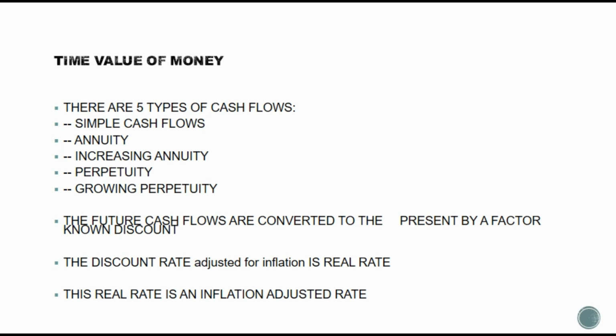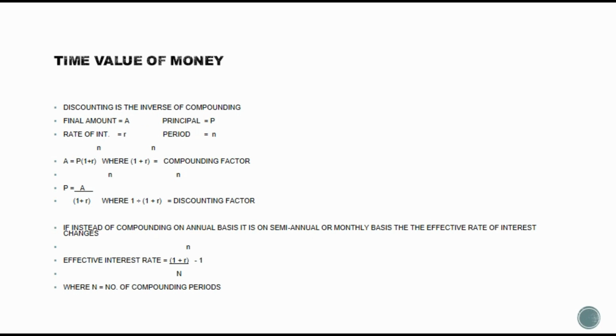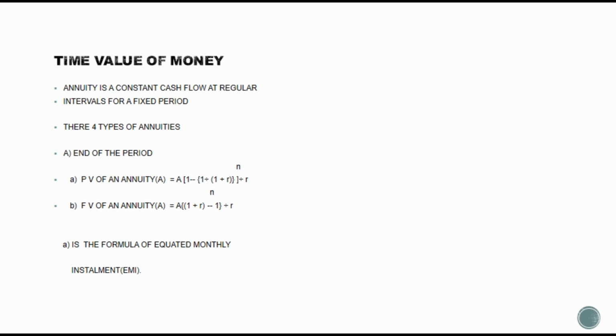The future cash flows are converted to the present by a factor known as the discount. The discount rate is adjusted for inflation to get its real rate. This real rate is an inflation adjusted rate. Now, discounting is the inverse of compounding. This is the formula, where you can pause the video and write it down for future reference.